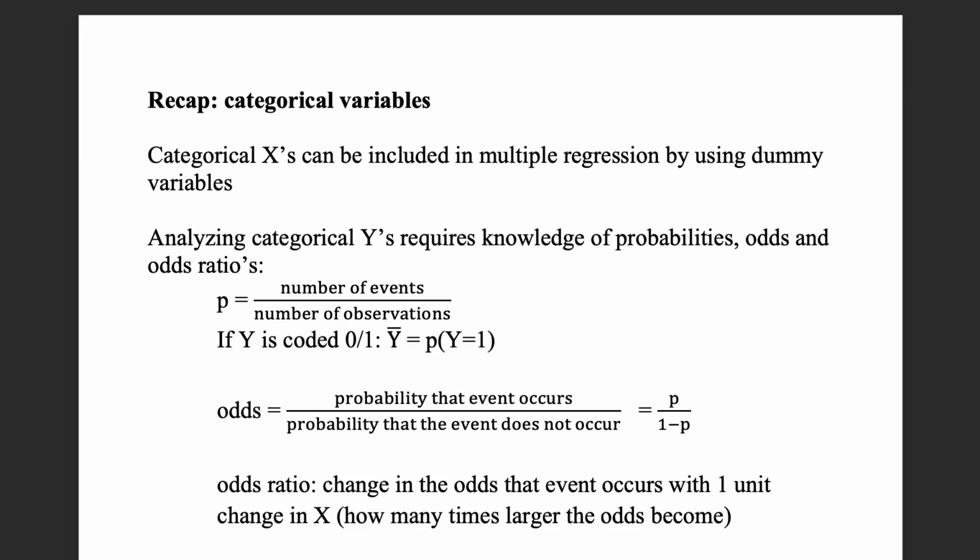More in general, we can extend this logic over to x variables with more than one category, even continuous x variables, and then the odds ratio signifies how many times larger the odds become with a 1 unit change on our x variable. So that's what we learned so far.